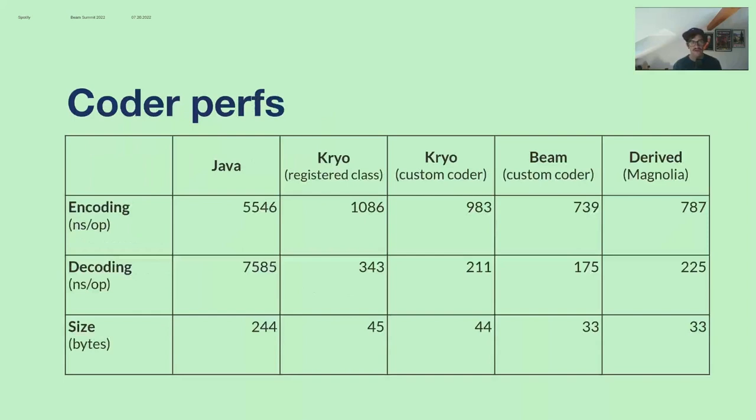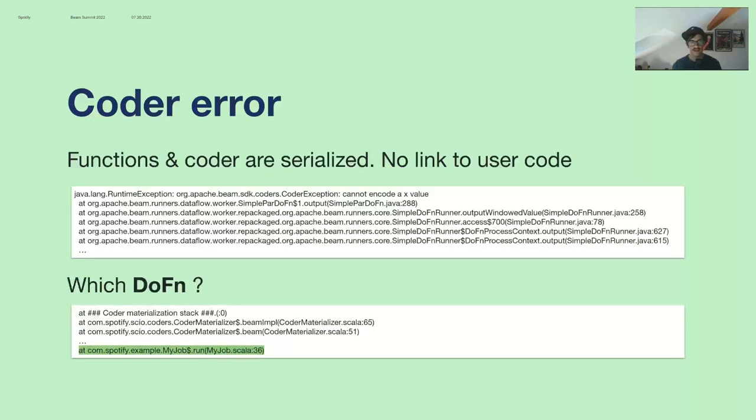On the performance, if you check the serialization, you see Java serialization: just don't use it. The numbers are very, very bad. Kryo, if you use registered classes, is kind of okay. It can be better if you use a custom Kryo coder. If you use a Beam custom coder, it's actually getting nice. And if you compare to a Magnolia coder derived by the macro, it's almost on par. It's a bit slower on the decoding part. And then to facilitate debugging, you may still have coders that fail.